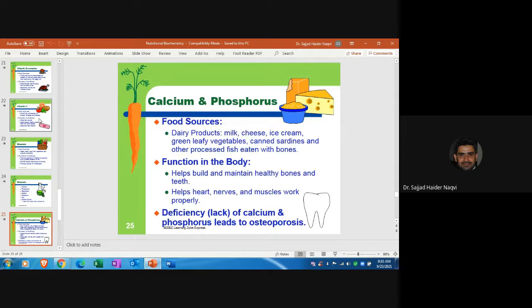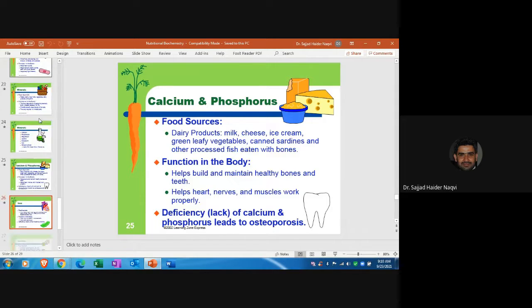A few details regarding calcium and phosphorus, you must have heard of them. Dairy products are the source of them, including milk, cheese, green leafy vegetables, canned sardines, and other processed fish items. They help build and maintain healthy bones and teeth. The most important function of calcium and phosphorus is that it helps heart, nerves, and muscles work properly as well. The deficiency or lack of calcium and phosphorus leads to a disease called osteoporosis. You must have heard of that.